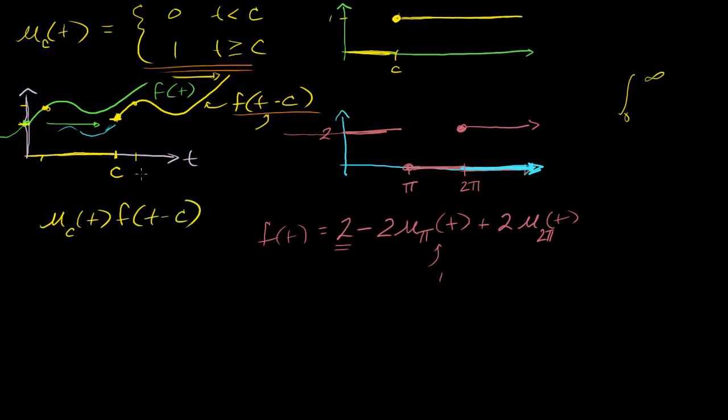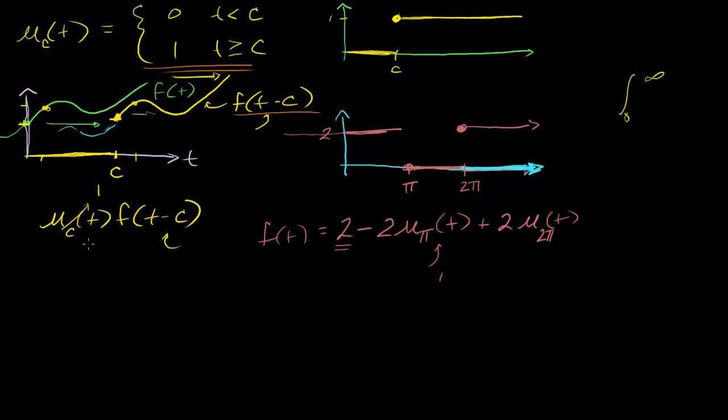Until we get to c, the unit step function is 0 when it's less than c. So you're going to have 0 times, I don't care what this is, 0 times anything is 0. So this function is going to be 0. Once you hit c, the unit step function becomes 1. So once you pass c, this thing becomes a 1, and you're just left with 1 times your function. So then your function can behave as it would like to behave. And you actually shifted it. This t minus c is what actually shifted this green function over to the right.